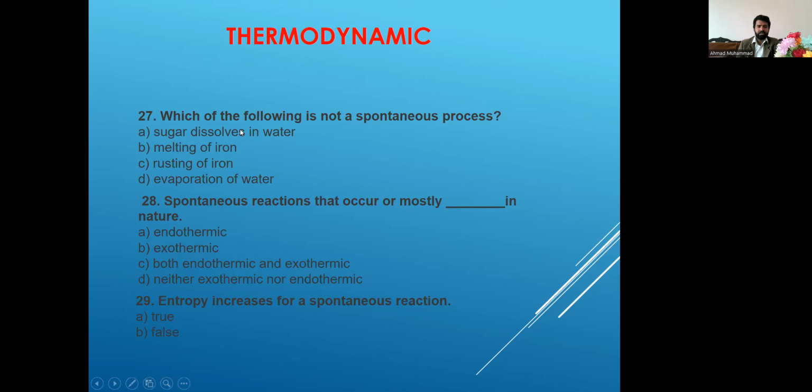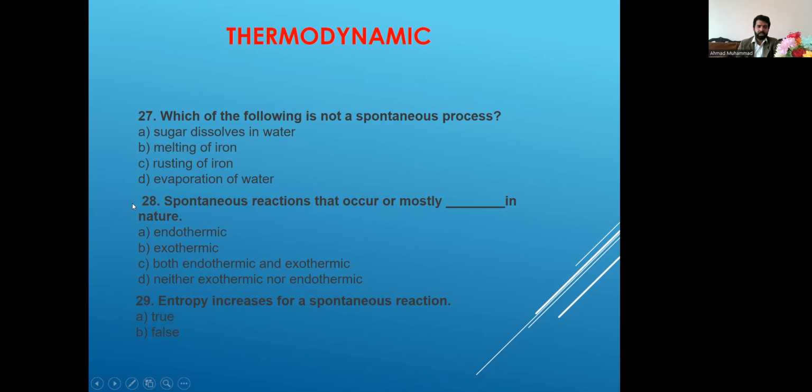For 27, which one of the following is not a spontaneous process? Actually, there are many options here which are spontaneous, such as sugar dissolving in water, rusting of iron, and evaporation of water. Only the melting of iron is a non-spontaneous process. So option B is the right option. Smelting of iron is a non-spontaneous process.